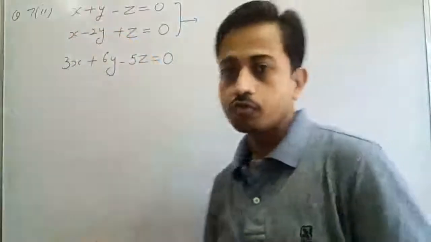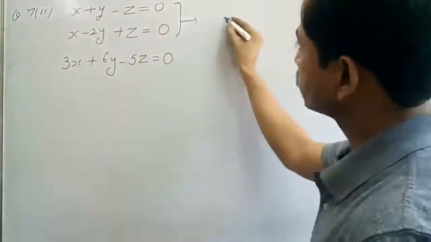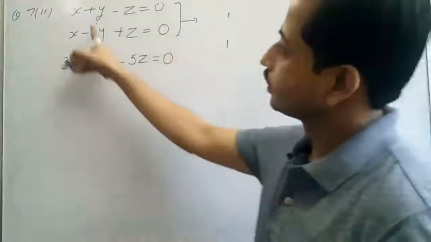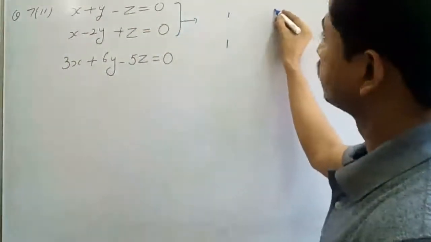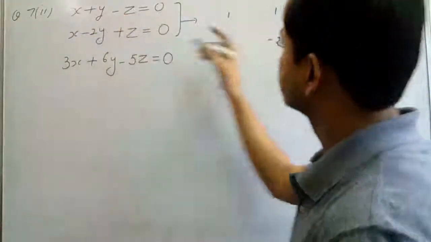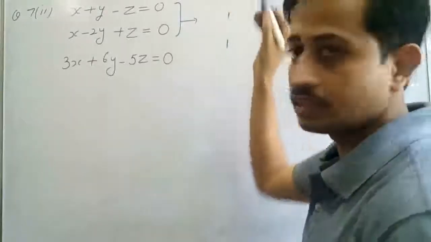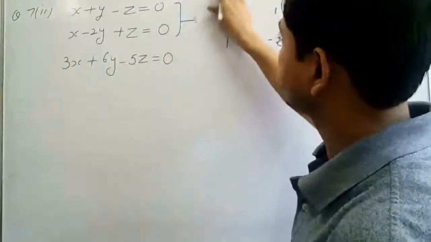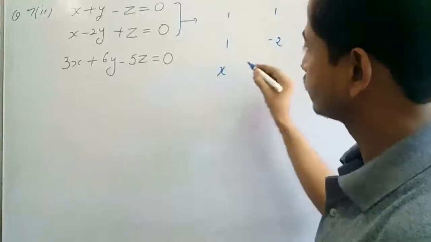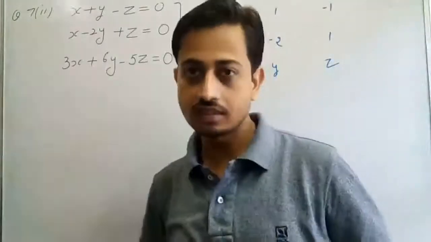You have to first write the coefficients of these. The coefficient of x is what? 1, 1. Now the coefficient of y is what? 1, minus 2. Now what's the coefficient of z? Minus 1 and 1. So I am writing here. This is the coefficient of x. This is the coefficient of y. This is the coefficient of z.